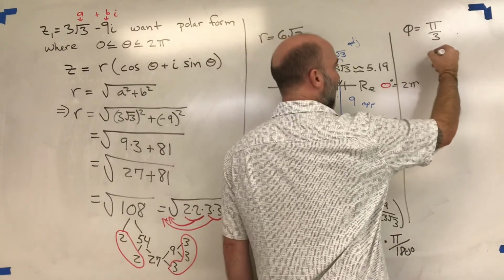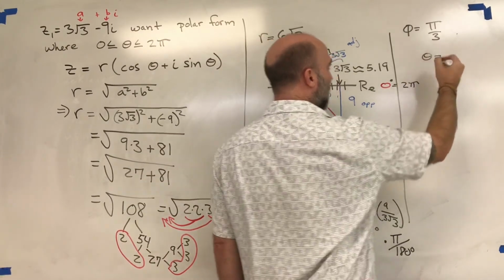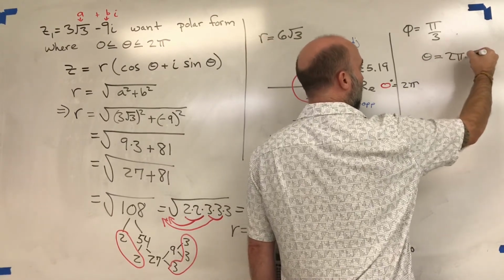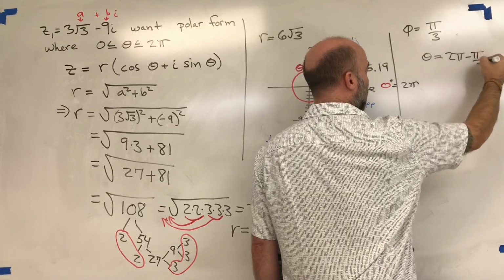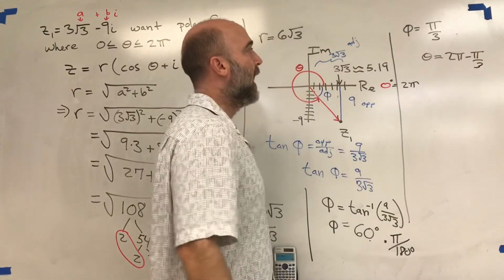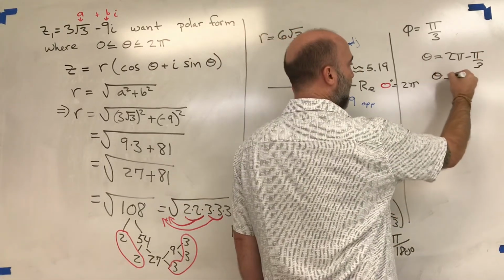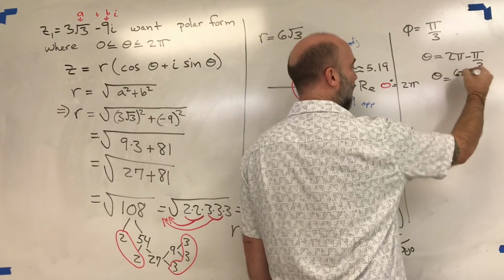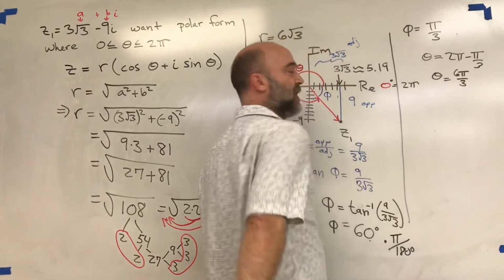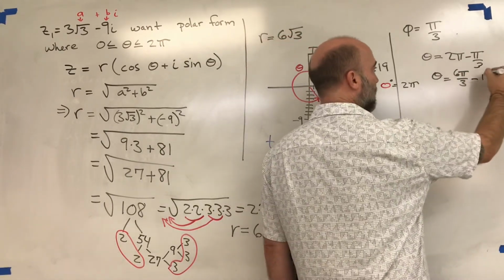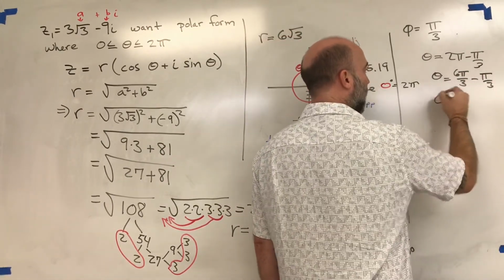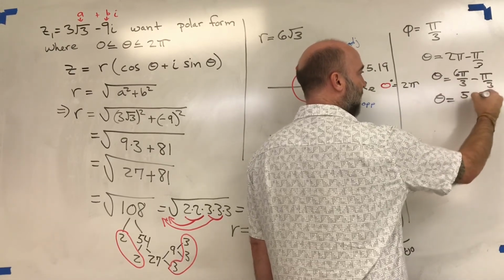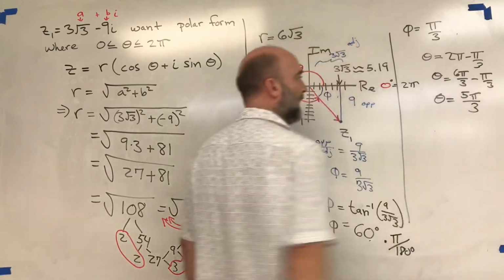So I have my theta is going to be equal to the 2 pi minus the pi over 3. And theta is equal to, 2 pi is really 6 pi over 3, 3 goes into 6 2 times, minus the pi over 3. Now that's better. I got my theta is equal to 5 pi over 3.